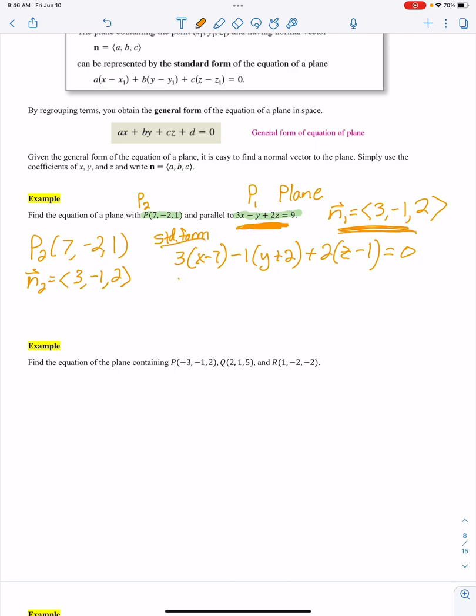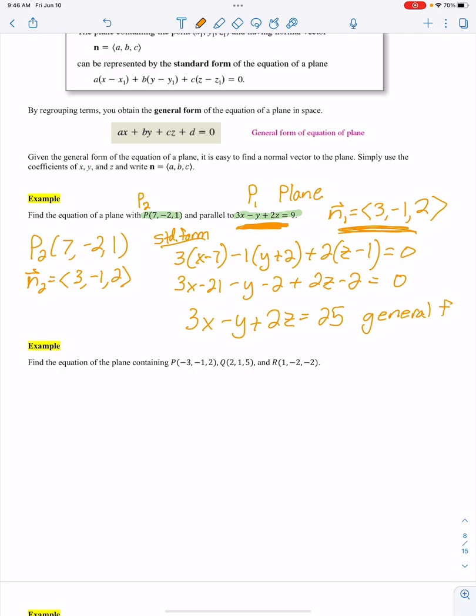And then if we want to go to general form, we just multiply it out. Multiplying it all out here, once we combine everything and move it over to the other side, what we get is 3x minus y plus 2z equals 25. This is in general form. So there we go. So we have two answers there. There's the equation of that plane that has that point and is parallel to that plane.